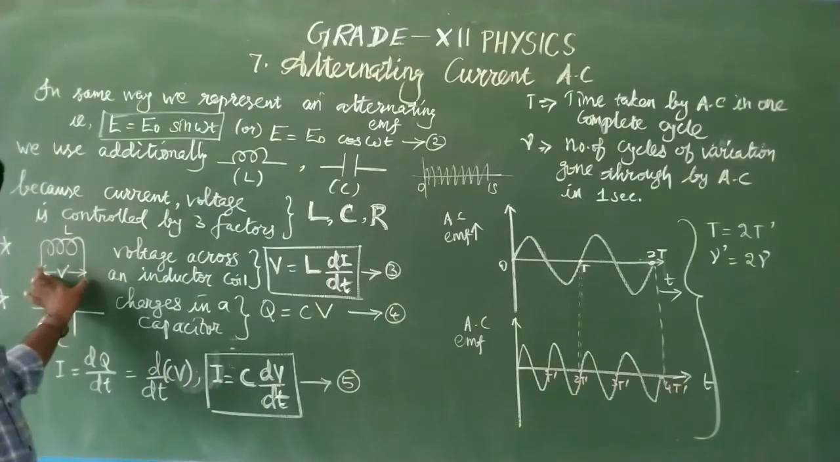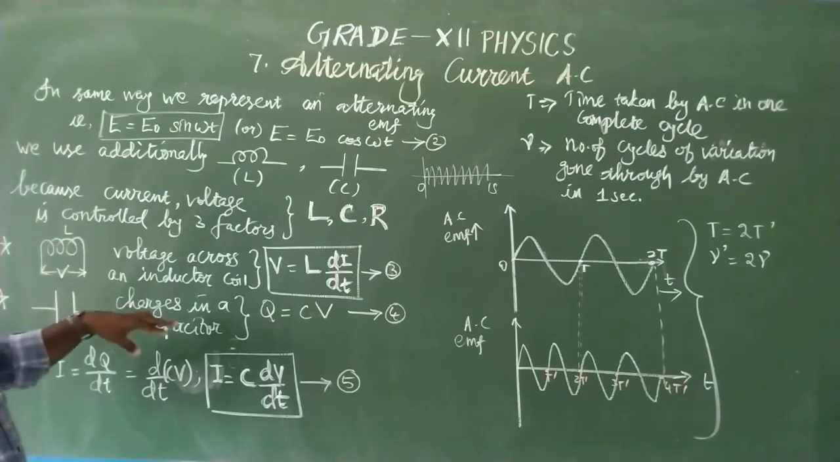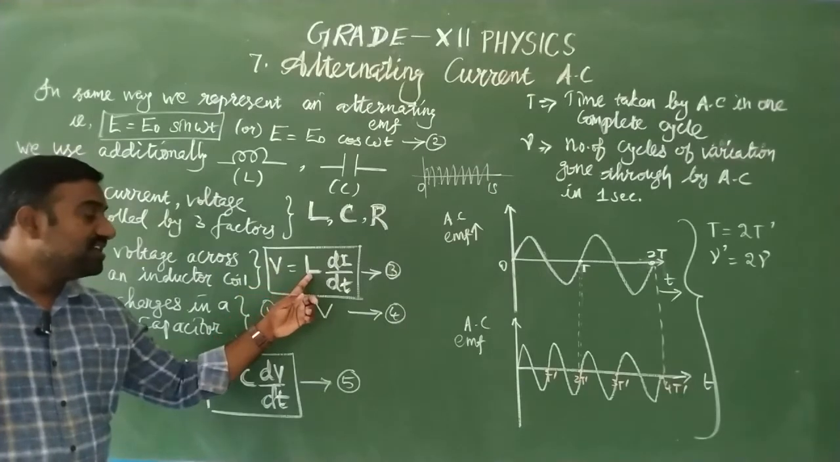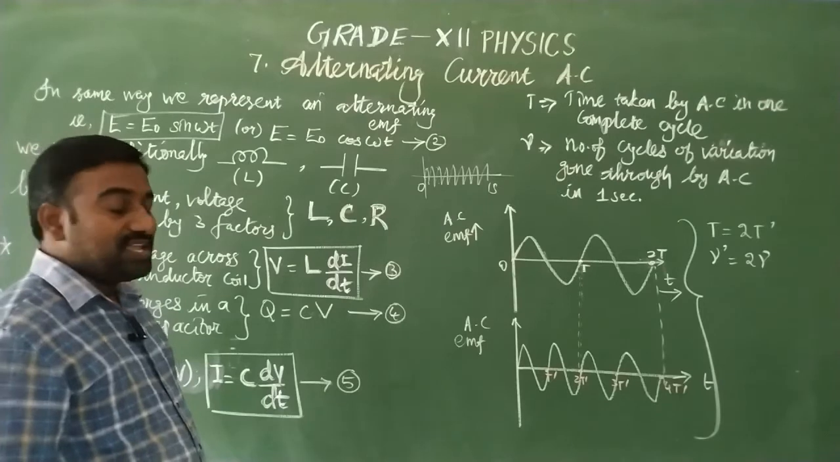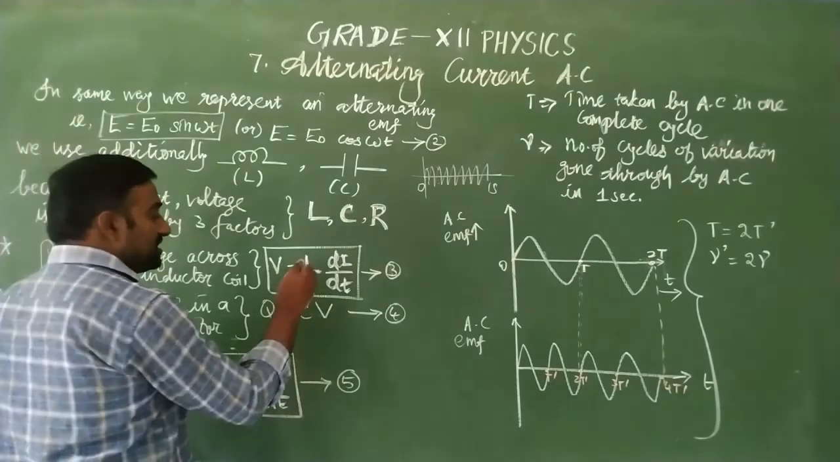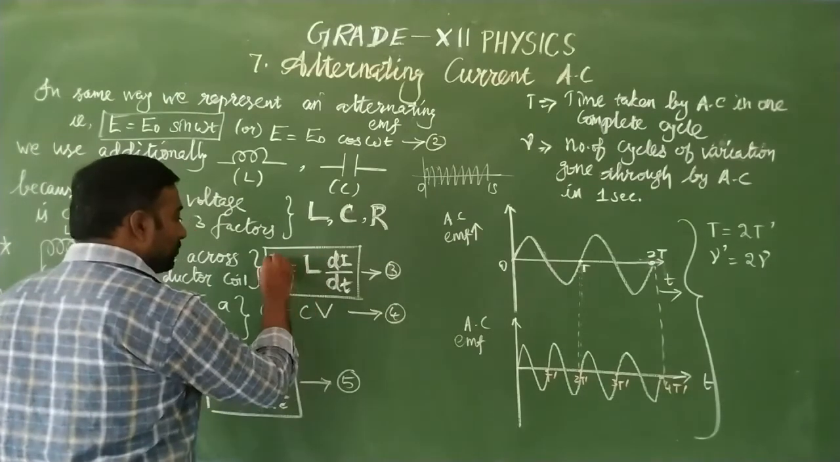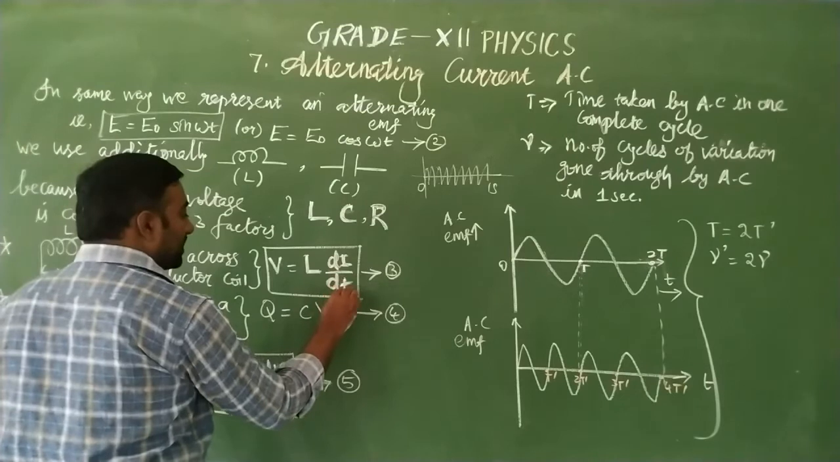Okay. Now that is the inductor coil. Across the inductor coil we connected a battery. So what is the voltage across an inductor coil? The voltage across an inductor coil is denoted by V is equal to L into di by dt. V is equal to L into di by dt. So the inductor affects the voltage when there is a change in current with respect to time.